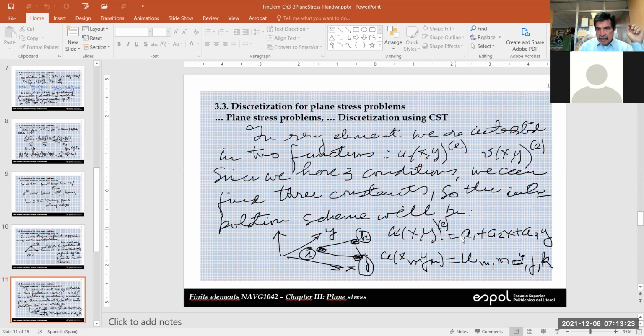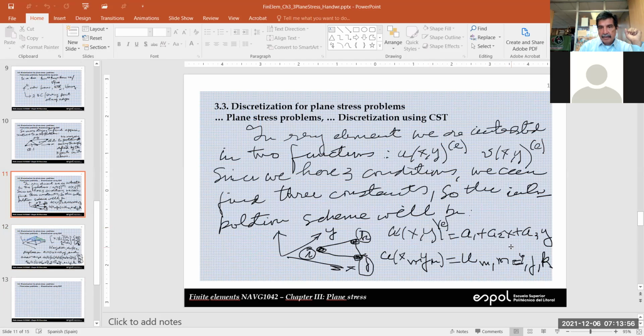Immediately, we see that this selection of the polynomial for interpolation in each element brings us several simplifications. One of them is that the first derivative is a constant. So immediately, the first derivative of this is going to be the strain. So the strain is going to be constant in every element. That's the reason this element is called CST, constant strain triangle, okay?